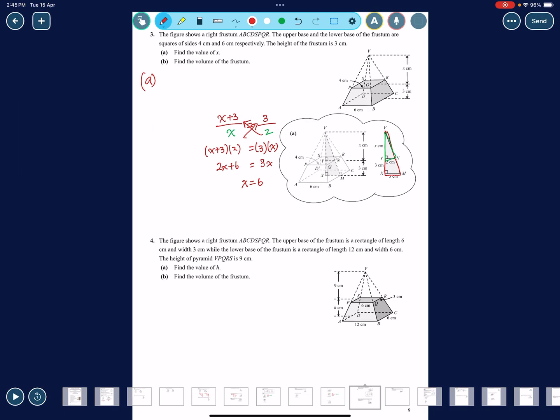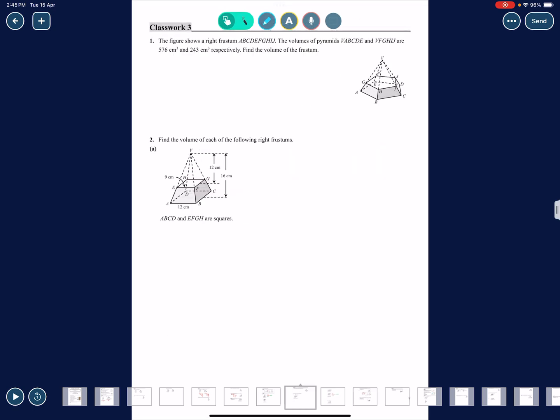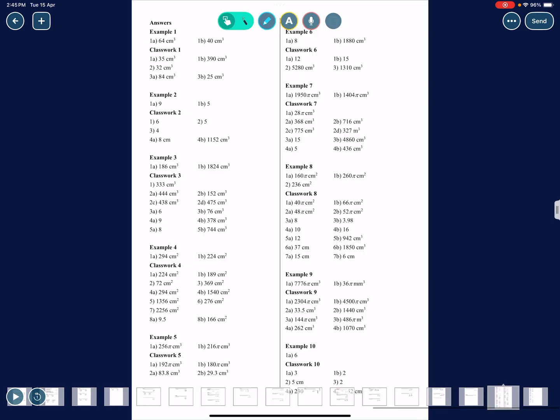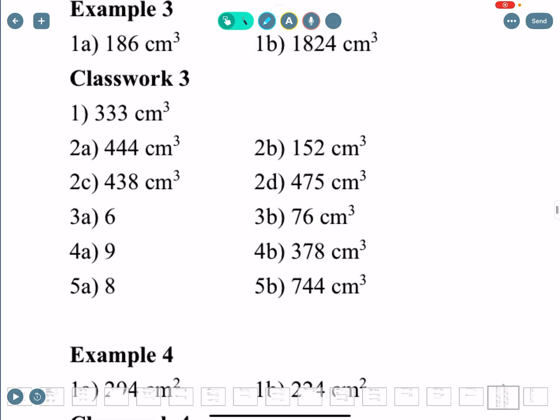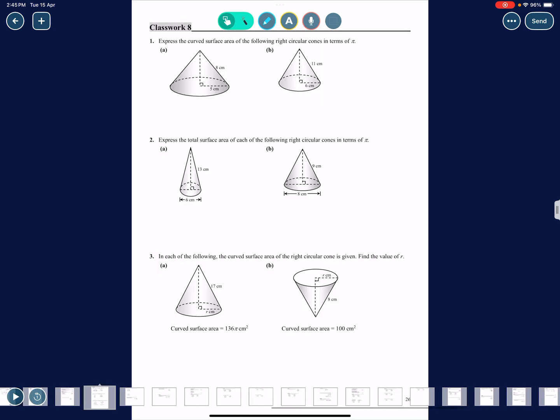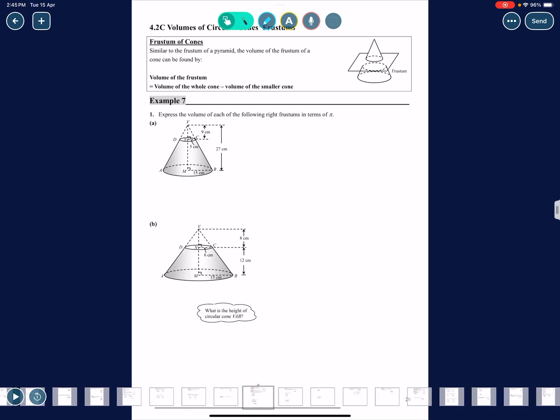Now I want to double check my answer if I'm doing it properly. This is classwork 3, question number 3. Yep, we got 6. Alright, so that is that. That's how you get the unknown. You have to use similar triangles, unfortunately.